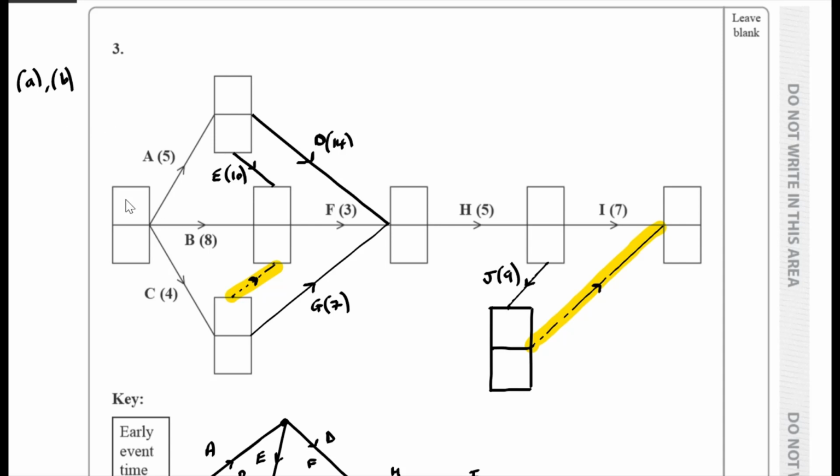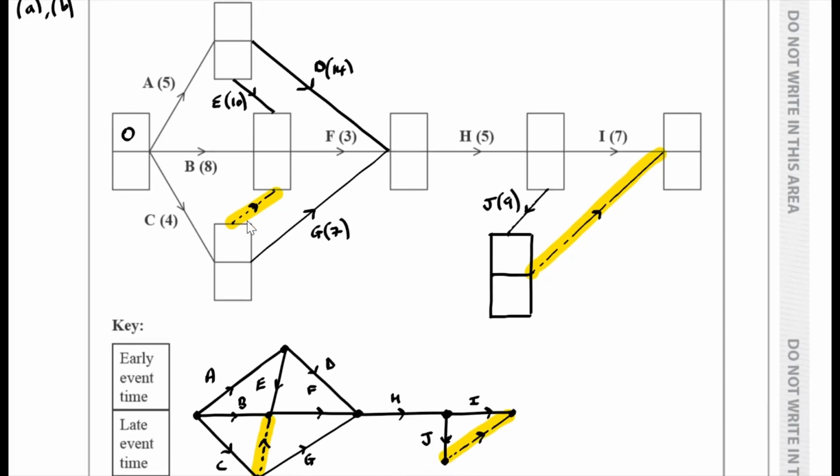Now, of course, we start off with the early start time, so we have 0 over here. And then 0 plus 5, that's just 5. 0 plus 4, that's 4. And then you have to be a bit careful here. We can either have 5 plus 10, which is 15, or we can have 0 plus 8, which is 8. We choose the bigger, we choose 15. Hopefully you should all be familiar with why I did that.